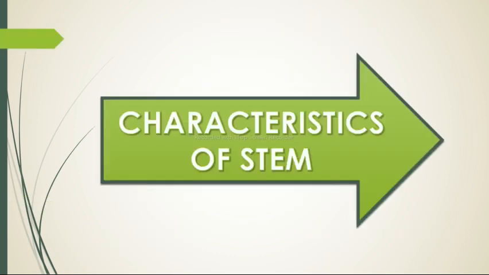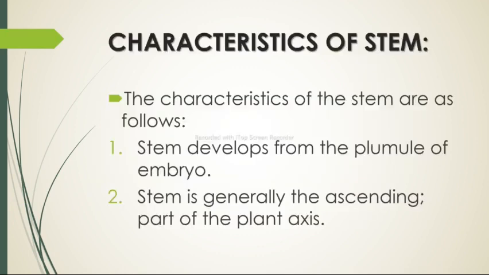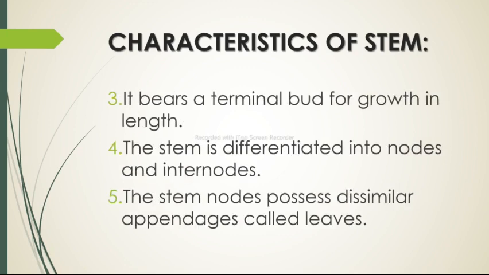So next I am going to discuss the characteristics of the stem. The characteristics of the stem are as follows. First, stem develops from the plumule of the embryo. Second, stem is generally the ascending part of the plant axis. Third, it bears a terminal bud for growth in length. Fourth, the stem is differentiated into nodes and internodes.